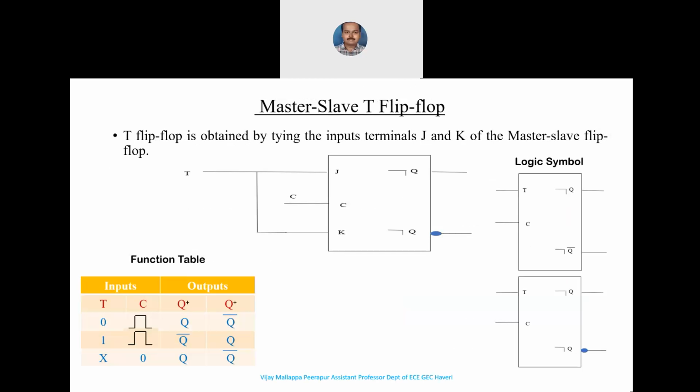Next, what we have is a master slave T flip-flop. If you see this, what do you mean by T flip-flop? The T flip-flop, as I said here, is obtained by tying the input terminals J and K of the master slave flip-flop together. What we have is the J and K inputs tied together. This is nothing but my T input, and T stands for toggle. T stands for toggle here, as you can see from the function table.